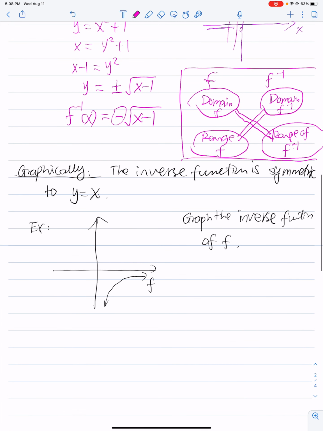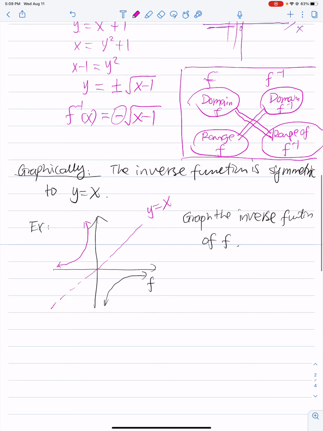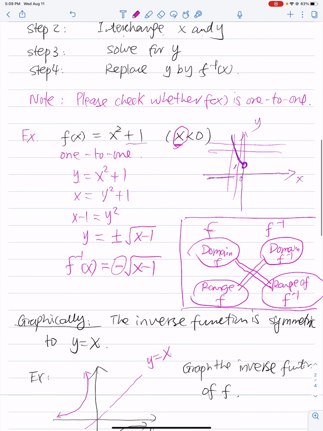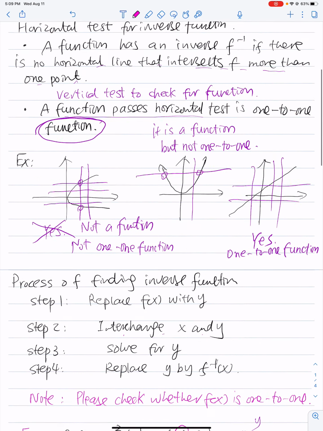Okay, so graphically, the inverse function is always symmetric about y equal to x, because you are interchanging x and y. What will y equal to x be? That is a line here. So how could we graph it? We fold it over here, and it will be something like that. Okay, so this is the inverse function.